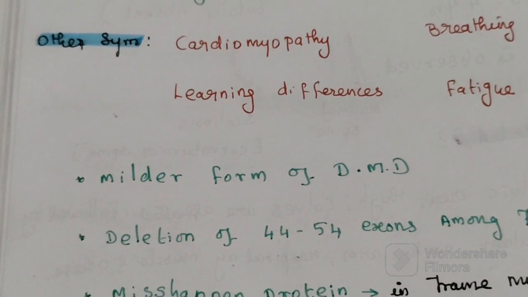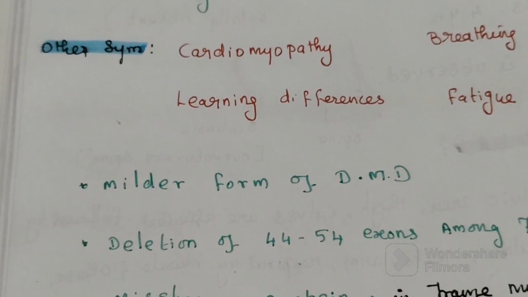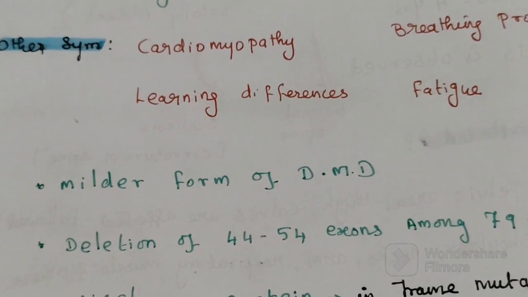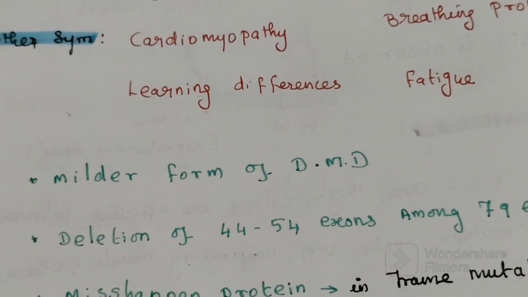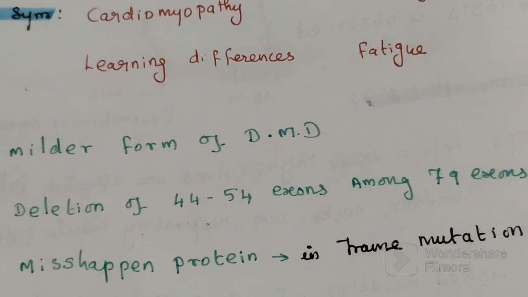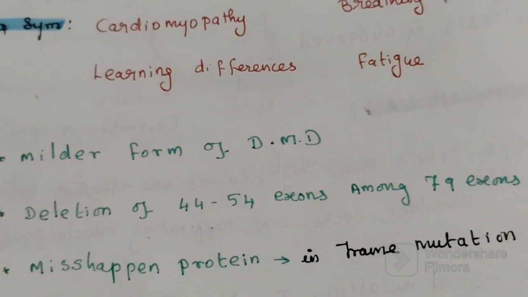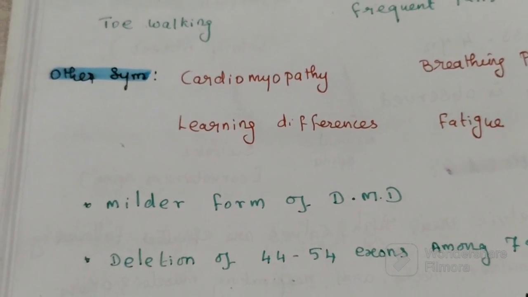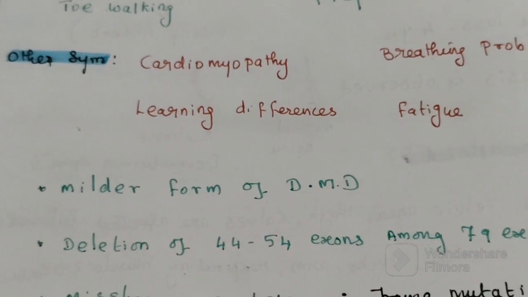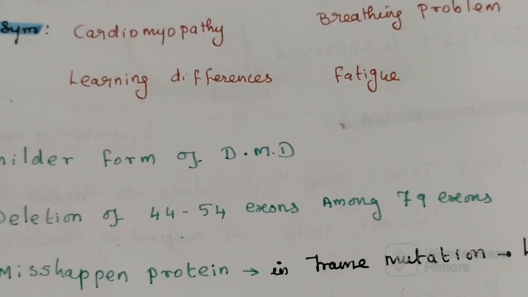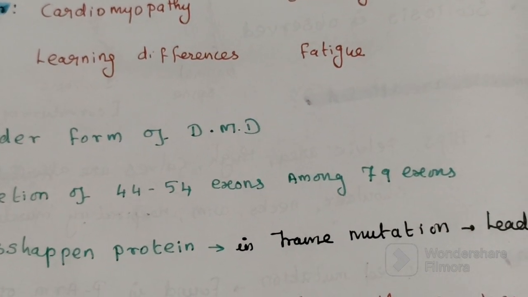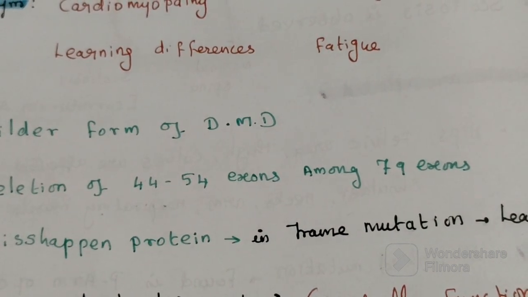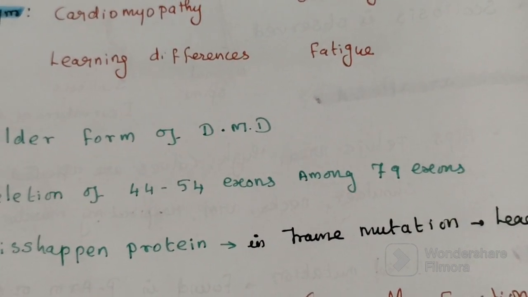Then this one is the milder form of Duchenne muscular dystrophy. In this muscular dystrophy, the same set of muscles are affected as in Duchenne muscular dystrophy, but to a lower extent, and there is deletion of exons 44 to 54 among 79.